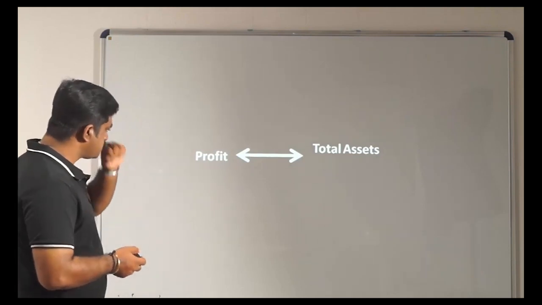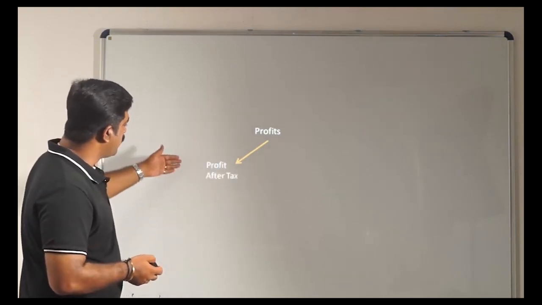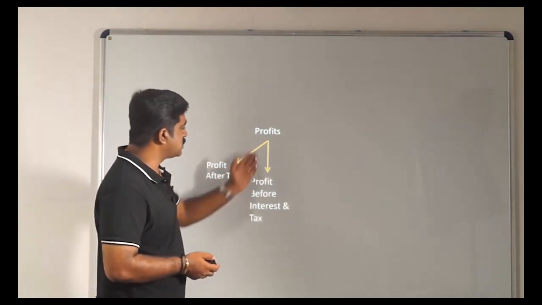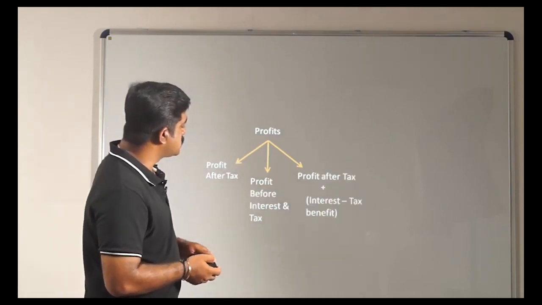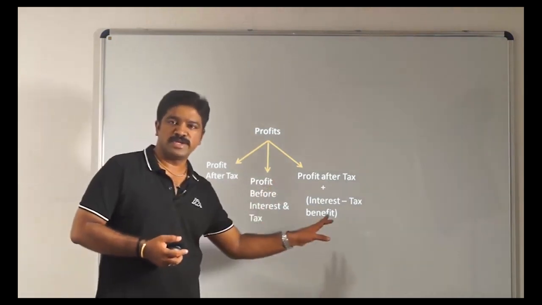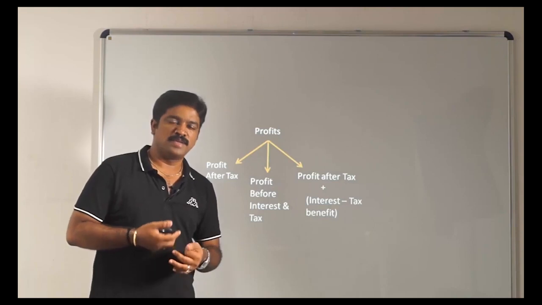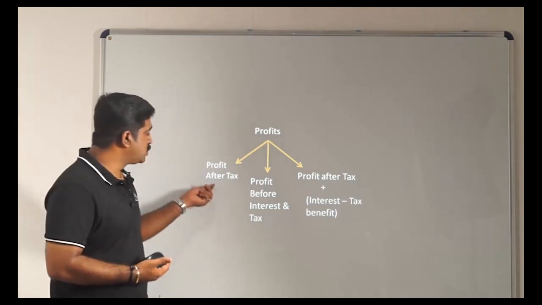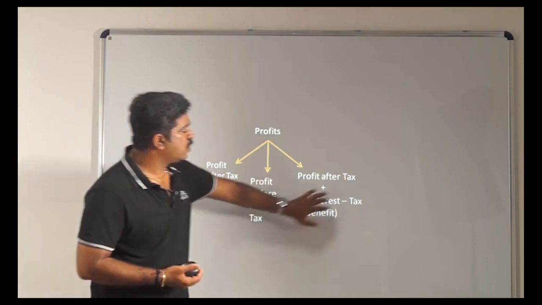But now the question is, which profit should be compared? Because we have various profits. Number 1, we have what is known as profit after tax. Number 2, we have profit before interest and tax. And number 3, something little unique, that is profit after tax plus interest adjusted for tax benefit. Actually, the return on investment can be calculated using all the 3 profits. Okay, so it depends upon the context, it depends upon the expectation of the reader of the ratio, which profit he should use. It can be profit after tax, or it can be profit before interest and tax, or it can be this one.